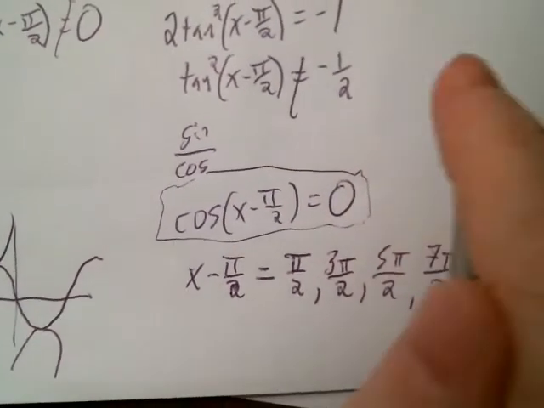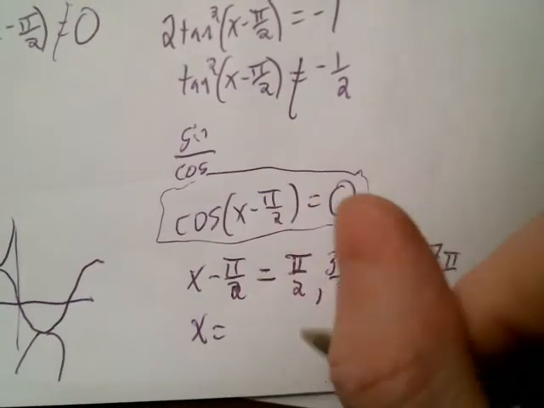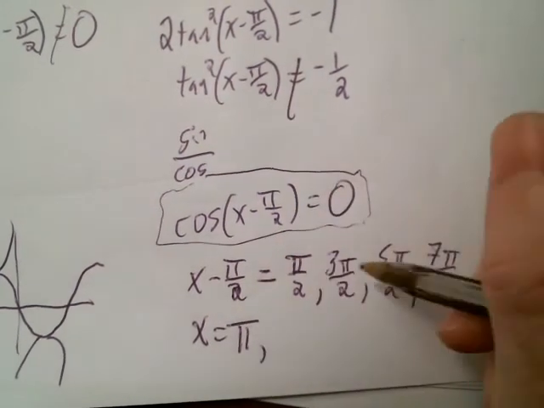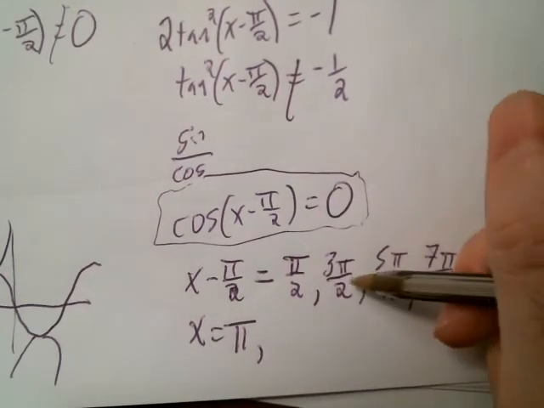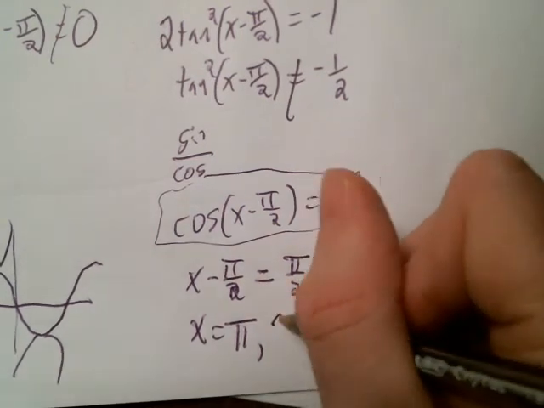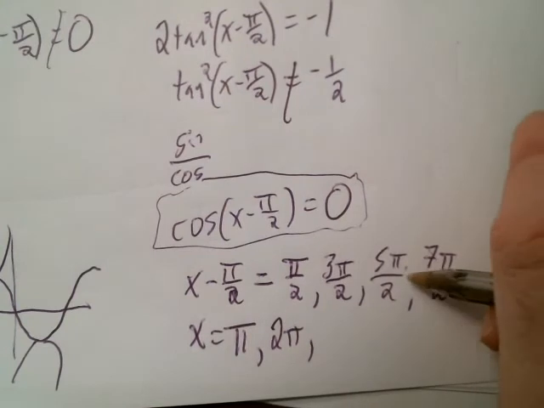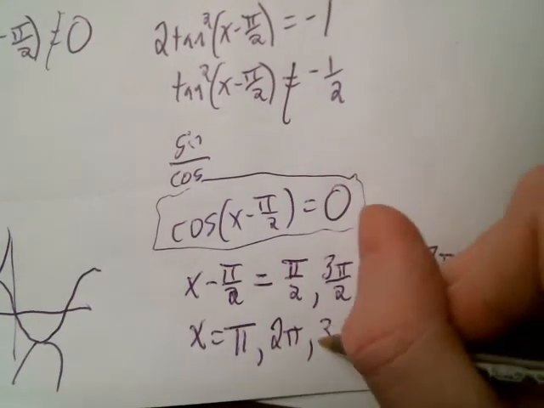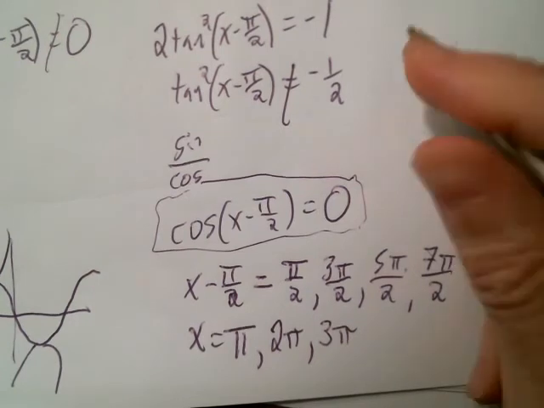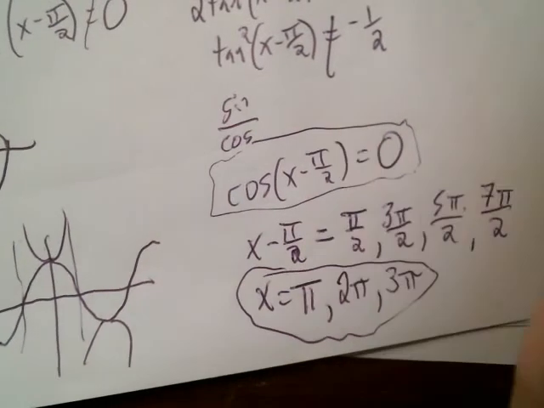Okay. And then we can add the pi over 2 to the other side. So x will equal pi over 2 plus pi over 2, which is 2 pi over 2, or pi. And then here, pi over 2 plus 3 pi over 2 is 4 pi over 2, which is 2 pi. And then here, 6 pi over 2 is 3 pi. And then 8 pi over 2 is 4 pi, but that's not in our interval. So these are the only potential inflection points.